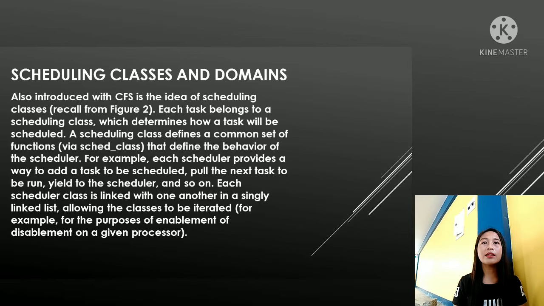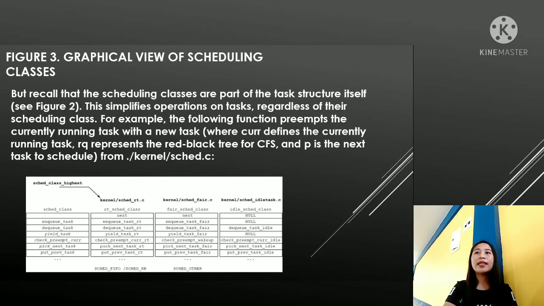Each scheduler class is linked with one another in a singly linked list, allowing the classes to be iterated, for example, for the purposes of enablement or disablement on a given processor. So next is Figure 3, a graphical view of scheduling classes. But recall that the scheduling classes are part of the task structure itself. See Figure 2. This simplifies operations on tasks regardless of their scheduling class.